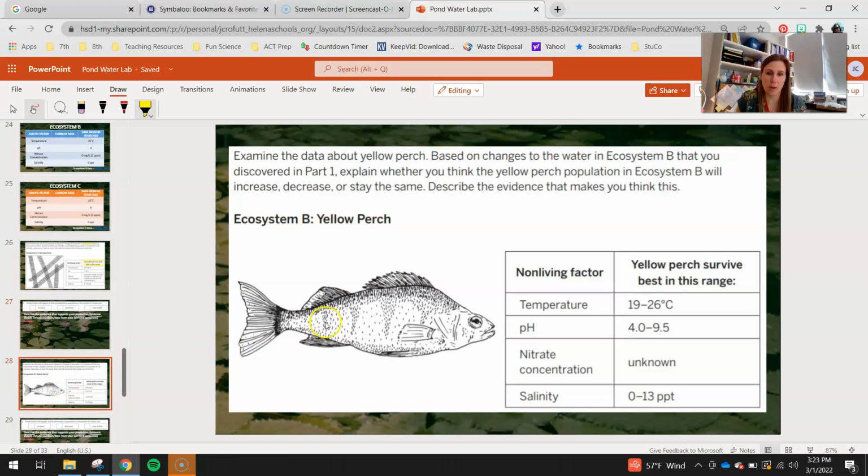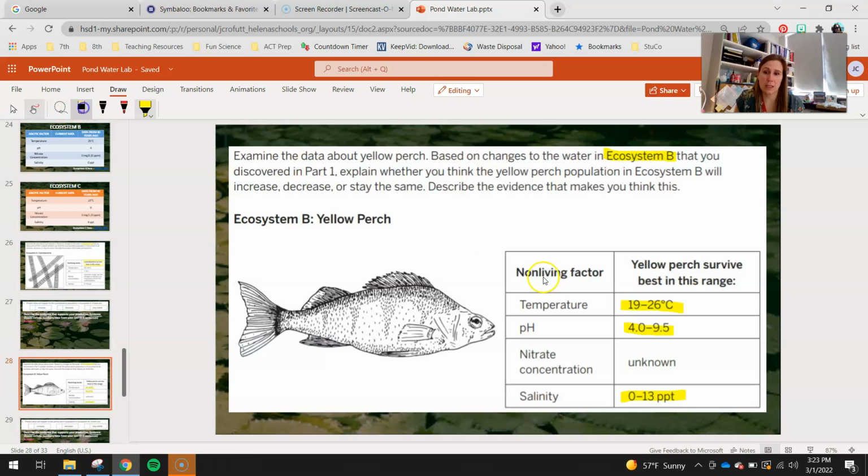Okay, next organism you're looking at is the yellow perch. You're focusing specifically on ecosystem B, so that shallow pond. Explain what you think the yellow perch population will do, whether it's going to increase, decrease, or stay the same. We know that yellow perch survive best in this temperature range. In a pH that can be a little bit more acidic, so 4 to 9.5. We don't really know much about the nitrate concentration, and then salinity is going to be pretty low, so they really can't survive in a salty environment.